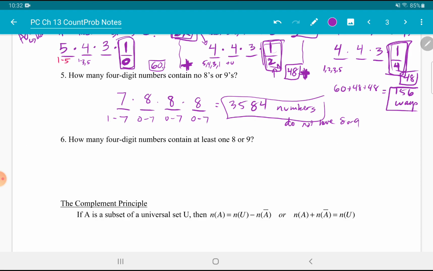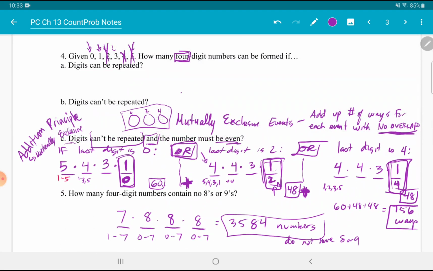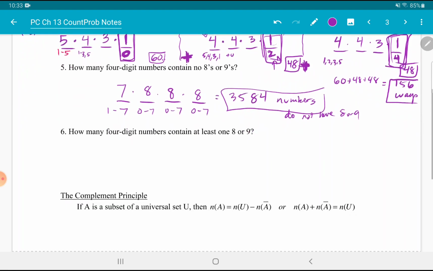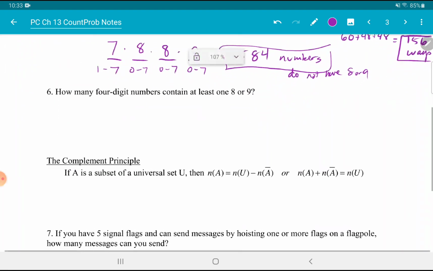Okay. All right, let's look at question number 6 now. How many 4-digit numbers contain at least one 8 or 9? Okay, so actually it sounds like this problem, number 6, vaguely resembles number 5. We're looking for a 4-digit number that has at least an 8 or 9. I'm going to bring this back to how, earlier, we were talking about Venn diagrams. I'm going to bring Venn diagrams back in this situation. I always find that visuals help in math.